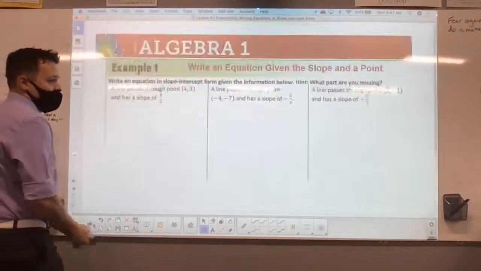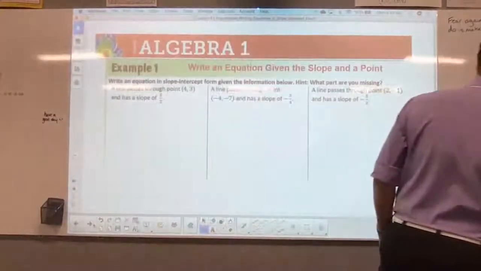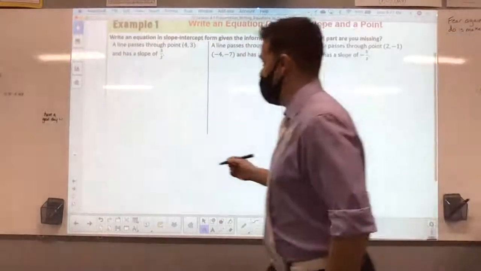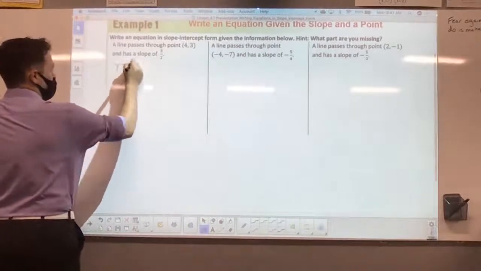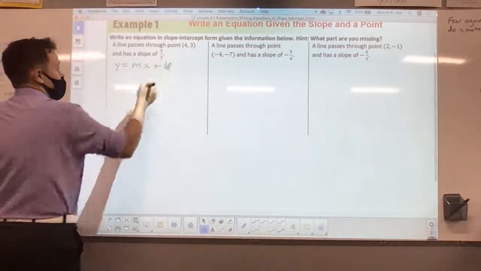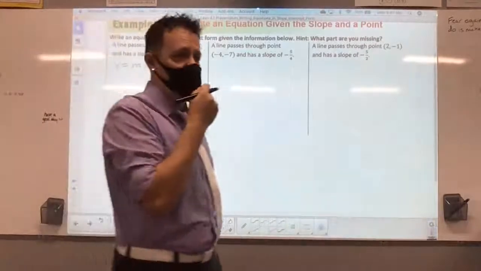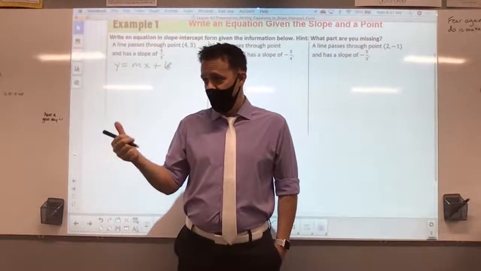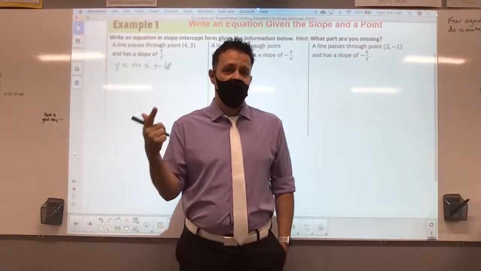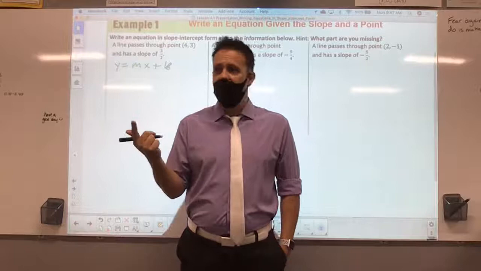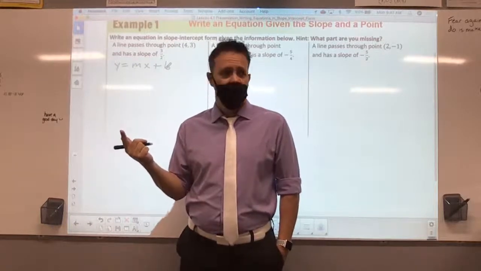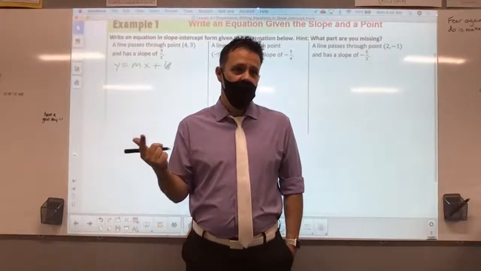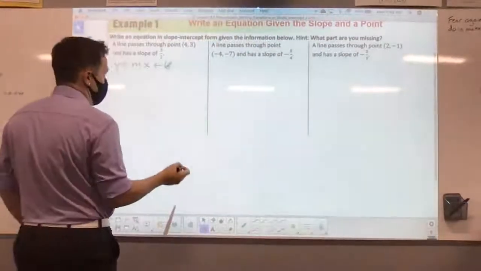So now we have to get to the form of y equals what? mx plus b. The last couple of examples, what did we give you right off the gate? I gave you the y-intercept, right? That was the point. And then you had to find the slope. What happens if you don't have the y-intercept anymore? What are you supposed to do? Do you still have to find the y-intercept? Yes. Okay. So here's what I got to make sure you guys understand.